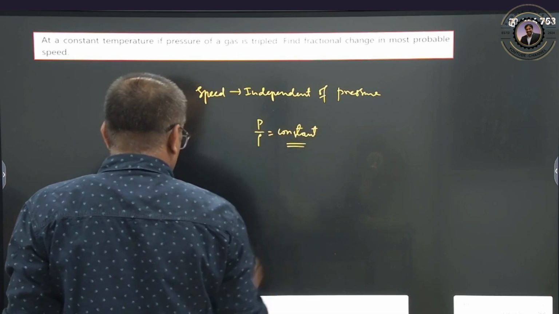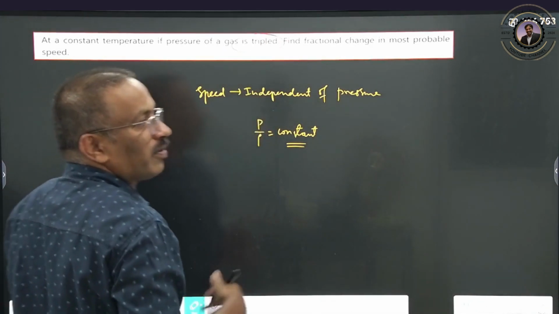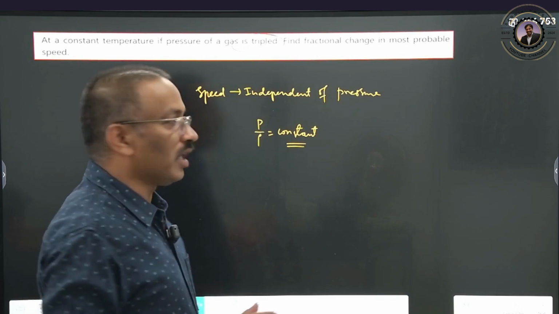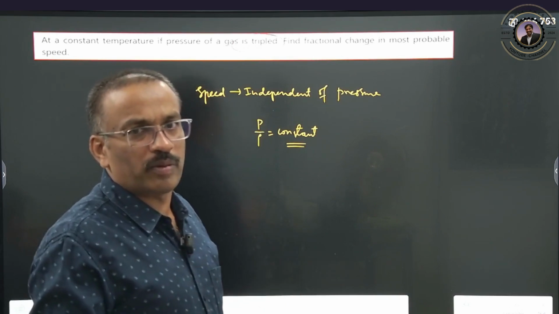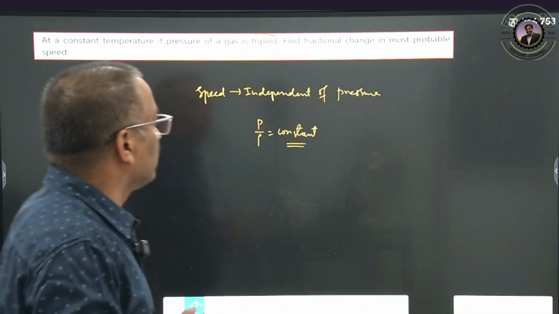So, what is told here? It says the pressure of the gas is tripled. Therefore, pressure is changing, but there is no change in the speed. The most probable speed and the RMS speed are not able to change.